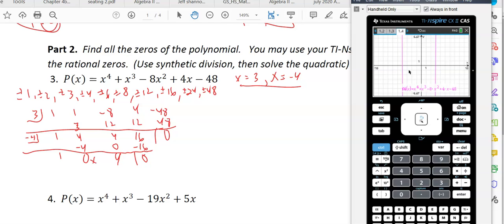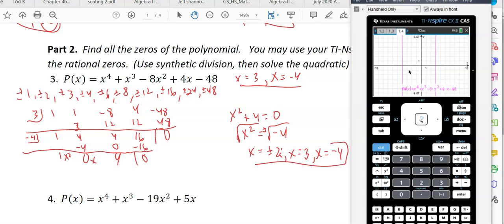Okay, so this is our x. This is our x squared. So we get x squared plus 4 equals 0. Solve that. You get x squared equals -4. Square root both sides. Don't forget plus or minus. x equals plus or minus 2i. And then x equals 3 and x equals -4. Those are my solutions. I got those from the ones we got from the graph there, the rational ones.